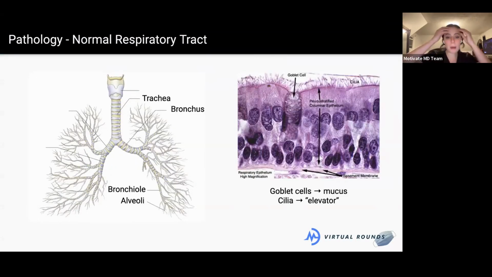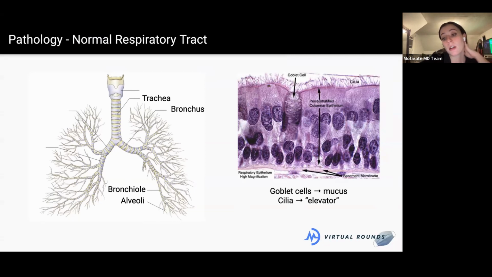All right, so a quick path lesson on COPD, the respiratory system, and so on. On the left, we have a picture of our normal respiratory tract. We have the trachea with the cartilage rings, which breaks into the main bronchi, which break into terminal bronchi, and down to our alveoli, which are all the way at the bottom. The alveoli are where gas exchange occurs between oxygen and carbon dioxide.